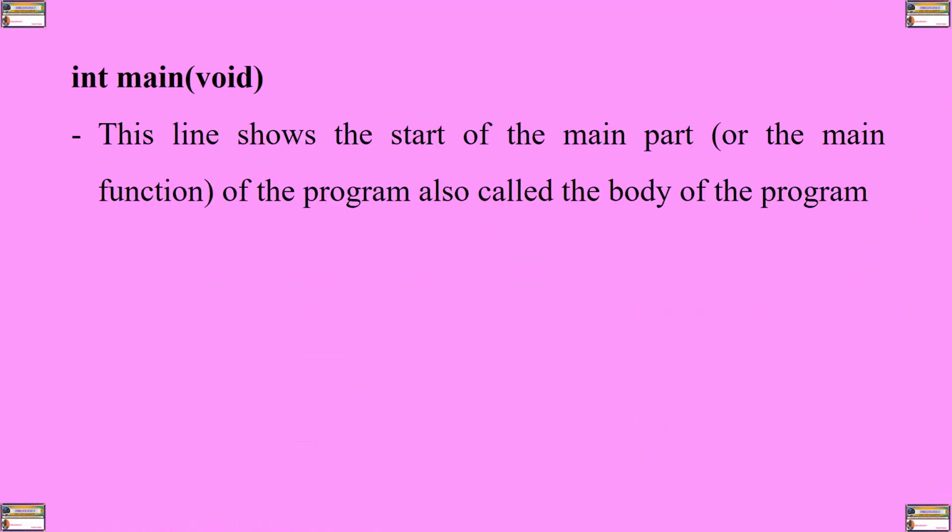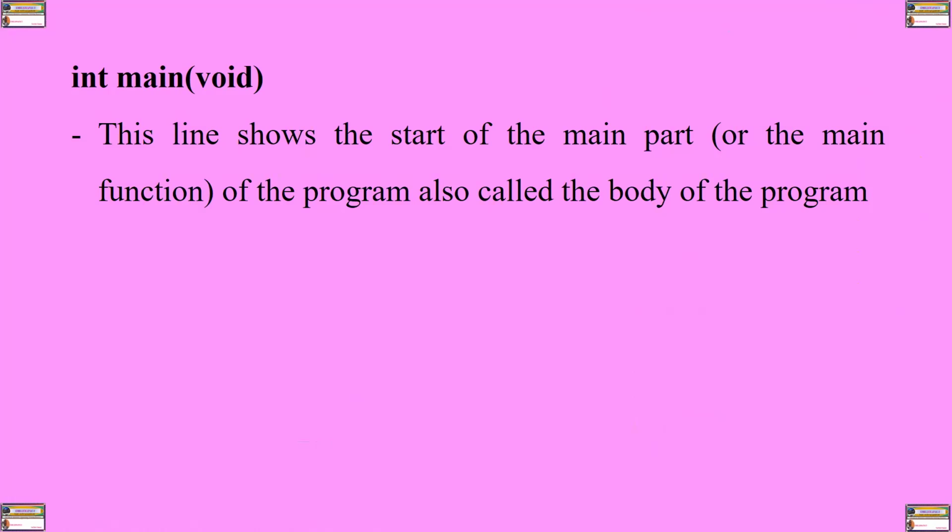The next part of a C program is int main. Int main, then option 1, void. Now, what does this line do? This line shows the start of the main part or the main function of the program, also called the body of the program. So there is no C program that you are going to write without including this function, which we call main.